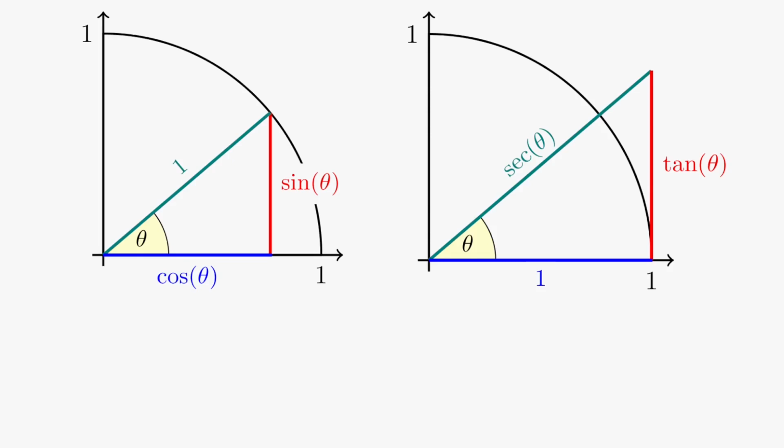Therefore, they're similar triangles. And we can say that tangent theta over 1, opposite over adjacent on the right side, has to equal sine theta over cosine theta, opposite over adjacent on the left side. Similarly, secant over 1 has to be 1 over cosine theta. So this is how we define tangent theta and secant theta.